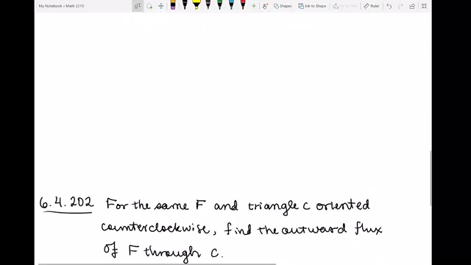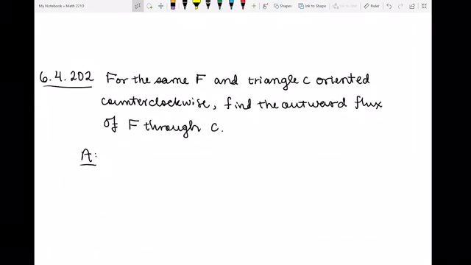In the next problem, we're going to use the same vector field and the same triangle oriented counterclockwise, and we're going to find the outward flux of F through the triangle. Alright, so to do this, we also use Green's theorem, but we will use the divergence part of it, the part which tells us something about calculating flux, which has to do with first calculating the divergence. So first, let's calculate the divergence of F, or maybe you see this notation in the book.